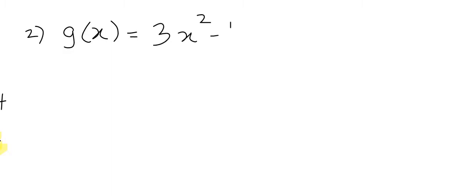Alright, let's try another example. Here we have g(x) equals 3x squared minus 1. So we want the inverse of g. What is the first step? The first step says that let 3x squared minus 1 equals y.